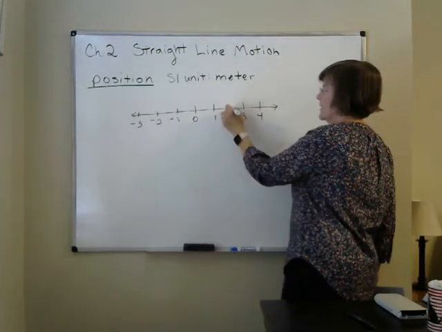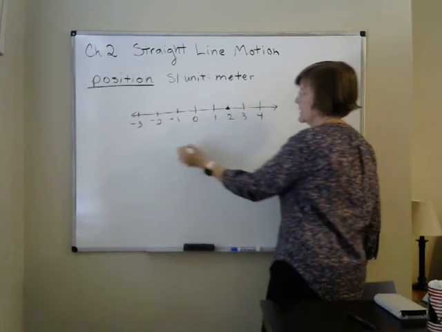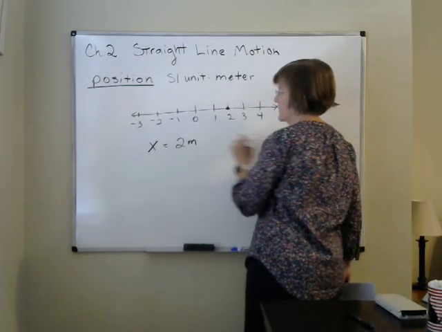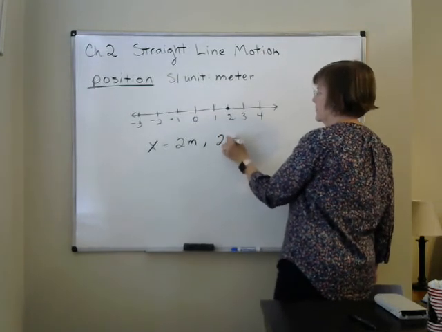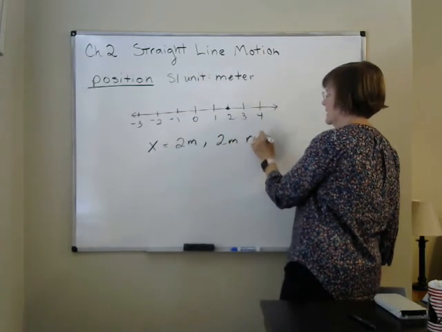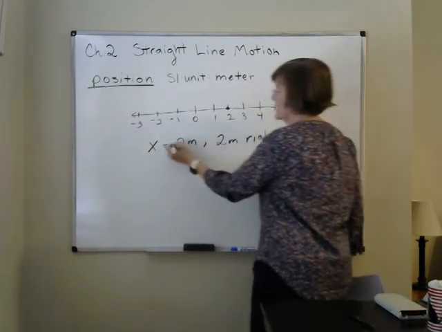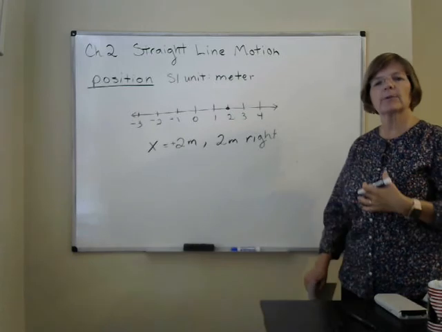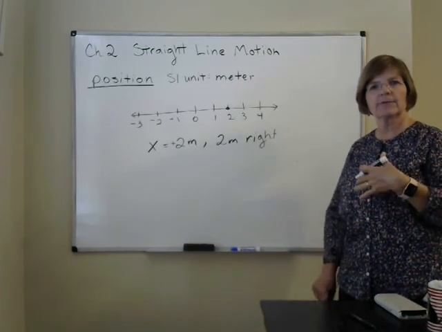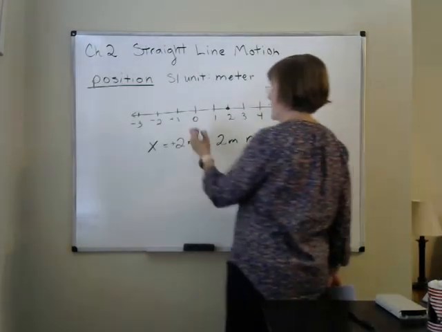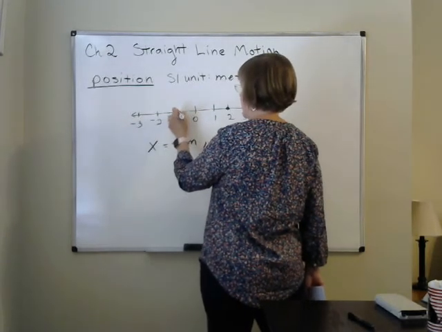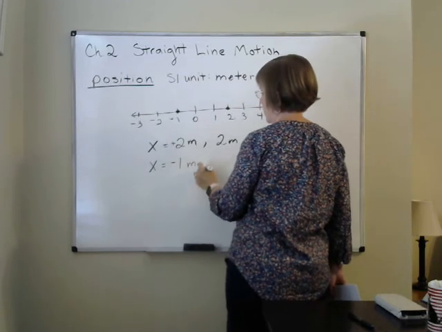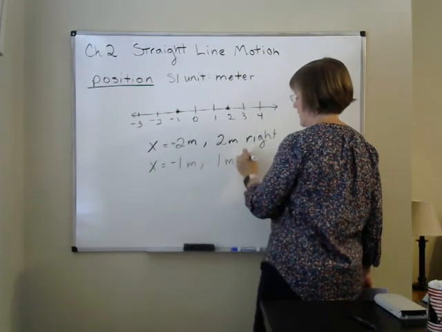If something is here, then its position would be 2 meters. You could say 2 meters to the right, but a lot of times just indicating that it's positive indicates it's right. With linear motion, we can use positive and negative for direction. If something was located here, that would be a position of -1 meter or 1 meter left.